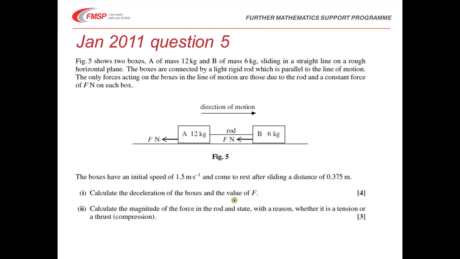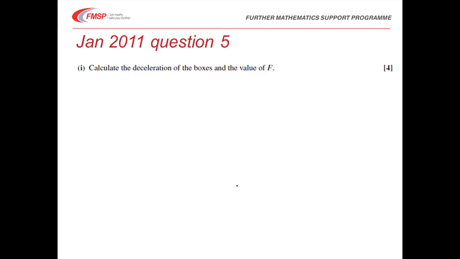In this situation, we have to work out the deceleration of the boxes and the value of this frictional force. That's 4 marks. Then we have to work out the magnitude of the force acting in the rod and say whether it is a tension or a thrust, and that's 3 marks. So let's have a look at part 1 to start off with. First of all, we need to calculate the deceleration of the boxes.